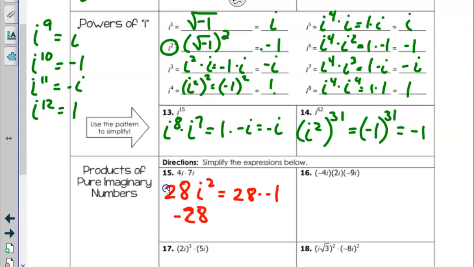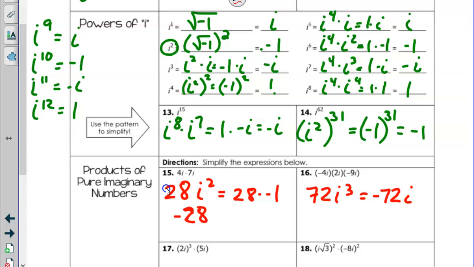Let's try it again with number 16. First, multiply all of your real numbers together. So negative 4 times 2 times negative 9. Positive 72, right? And then i times i times i. The negatives were already taken care of. I cubed. Anna was right, she just jumped ahead of me. My apologies. Well, what is i cubed? Negative i. So now, if this is i cubed, we have negative 72i.